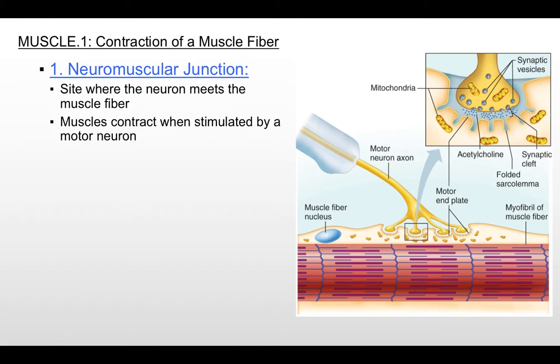When muscles get stimulated by a motor neuron, that's when they know to contract. So without the nerves telling them to do so, these skeletal muscles are going to stay relaxed. So what's the sequence of events? Well, first, the nerve impulse releases what's called acetylcholine. It's a neurotransmitter that's abbreviated ACh.